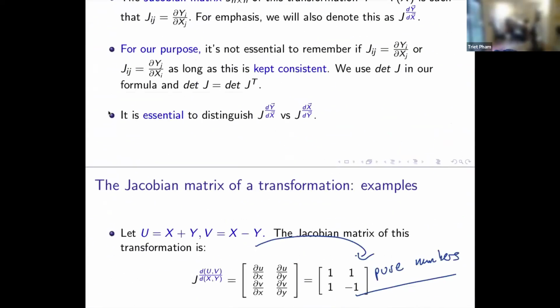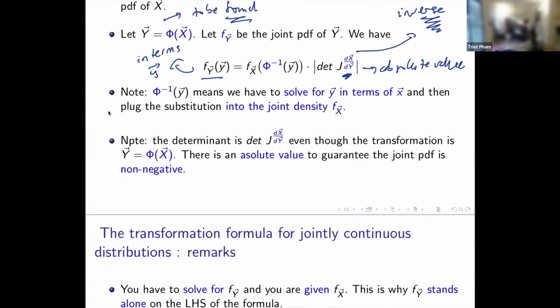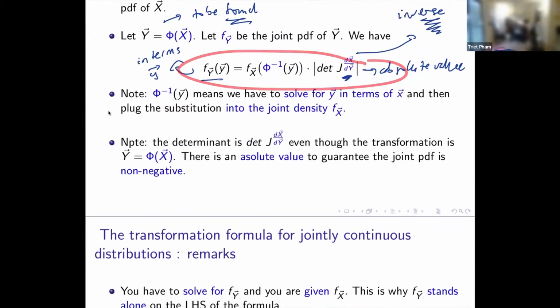The basic point is in this formula right here: given the old joint density, you can find a new joint density by using the old joint density, plugging in the solution of the old variable x in terms of y, and then multiplying with the absolute value of the determinant, meaning the determinant of the inverse direction.